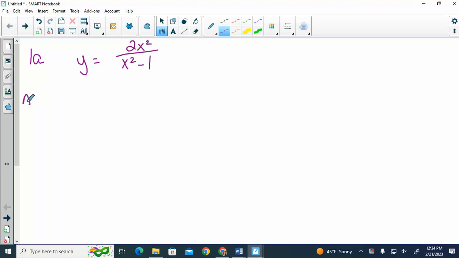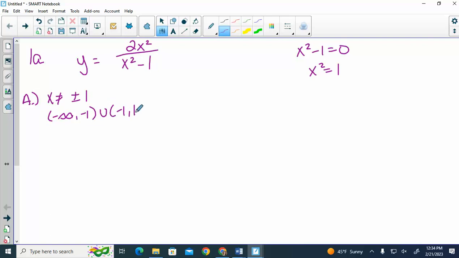So part A is a domain. Okay, domain and asymptotes, the vertical asymptotes, are very closely related. What makes the bottom equal 0? So my domain, x cannot be plus or minus 1. If you did an interval, that's negative infinity to negative 1, union negative 1 to 1, union 1 to infinity.